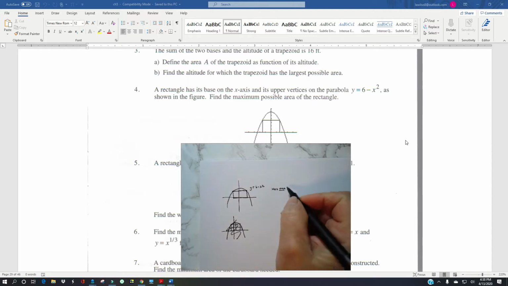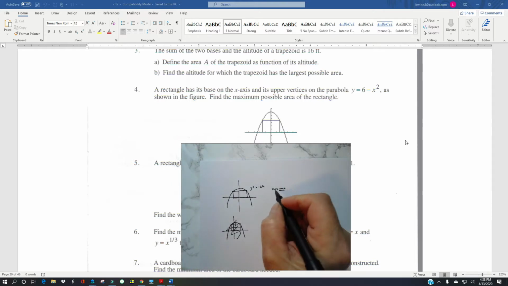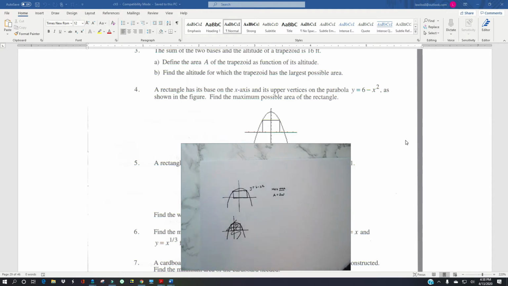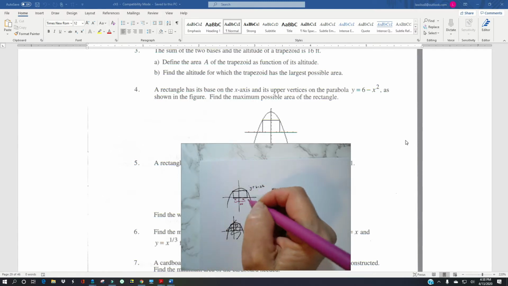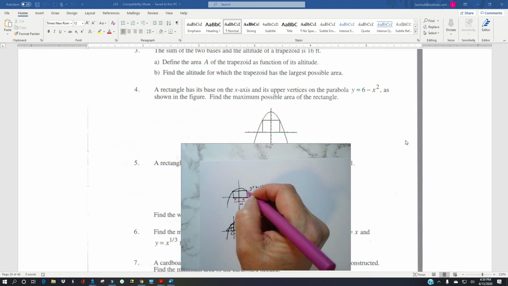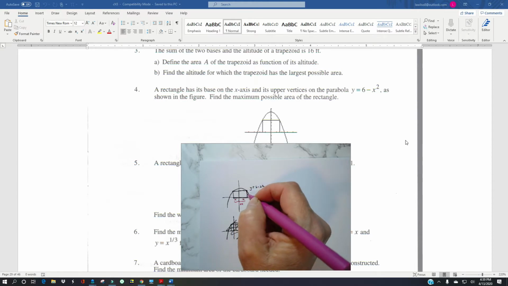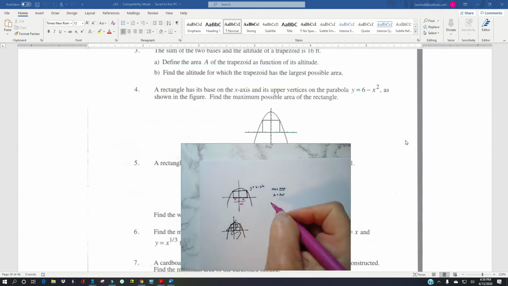Well, since I'm looking for area, I'm automatically going to relate that to a geometric formula, which is length times width. So what we don't know is this distance here from the origin to this vertex, and so we call it x. And by symmetry, we call this one x as well. So this length here is 2x. And the height, if it's just one function, will always be the height of the function, because the vertex touches it. It's the distance from the x-axis to a point on the curve, and so the width of this is going to be 6 minus x squared.